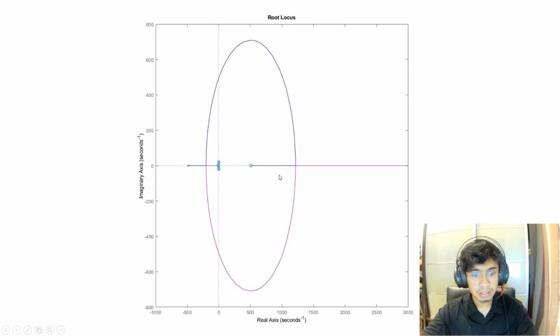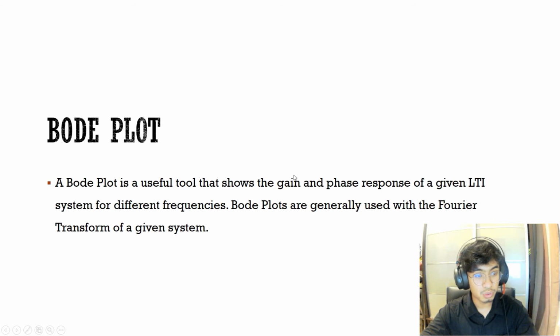As you can see, this is the condition of our system before we put the PID into our transfer function. PID is not present here, and we hope that after we put the PID into the transfer function, it will change the root locus condition to stable, which is located at the left hand side of the s-plane. Basically this is the s-plane where the y-axis is the imaginary axis and the x-axis represents the real axis. So next we go to Bode plot.